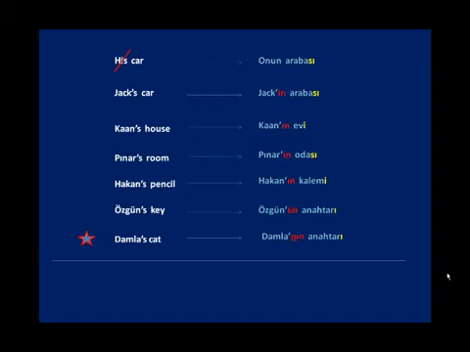Let's see the rule, however. You look at the last letter of the word, if it is a consonant or if it is a vowel, okay? So if it's a consonant, you add directly in, and you harmonize it. If it's a vowel, you add nin, and you harmonize it again.